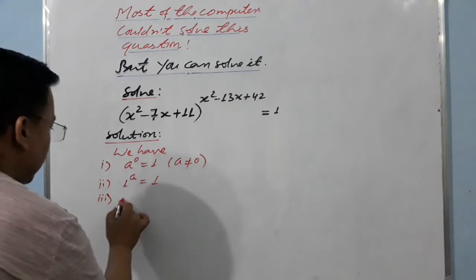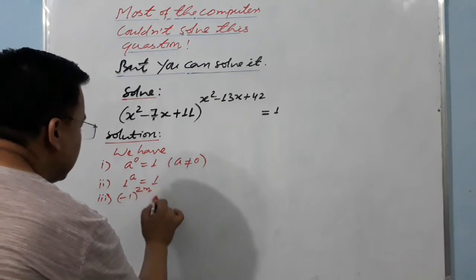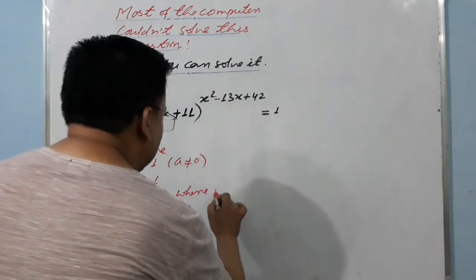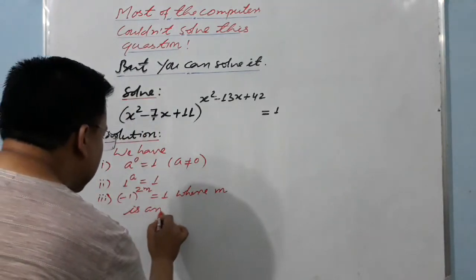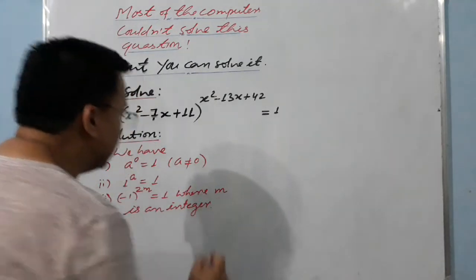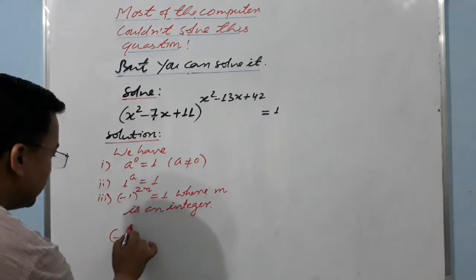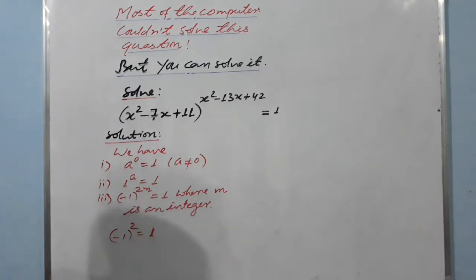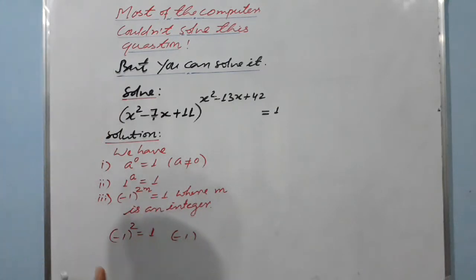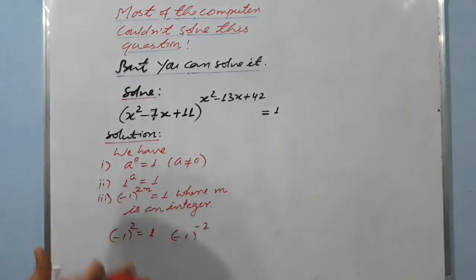And the third one: minus 1 raised to the power 2m is also equal to 1, where m is an integer. Let me explain a bit here. If you have minus 1 raised to the power 2, you will get 1. Here m is any integer, it doesn't matter whether it is positive, negative or 0.